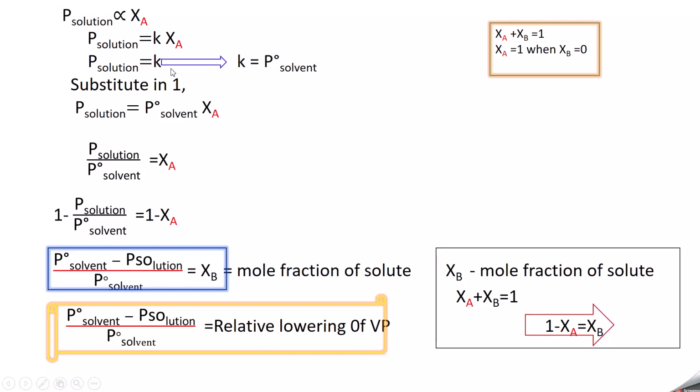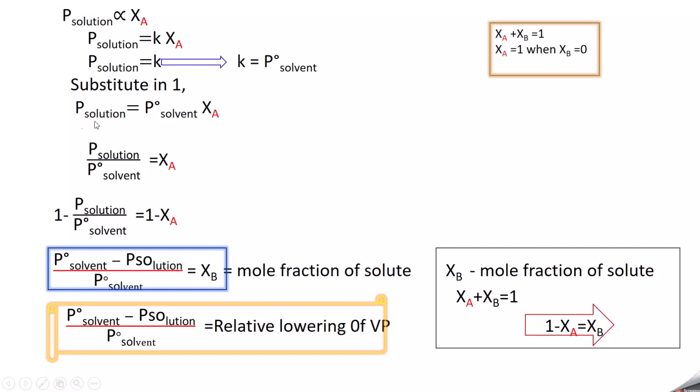Since here the vapor pressure is due to only the pure solvent, the P solution, that is the vapor pressure of the solution, can be replaced by the vapor pressure of the pure solvent, because we are considering XB equal to 0. So the vapor pressure is due to only the solvent molecules. Solvent alone we have considered. So we replace P solution with P0 of solvent. Now substitute K equal to P0 of solvent in this equation. So you will get P solution is equal to P0 solvent into XA.